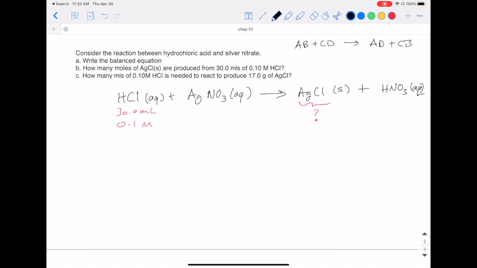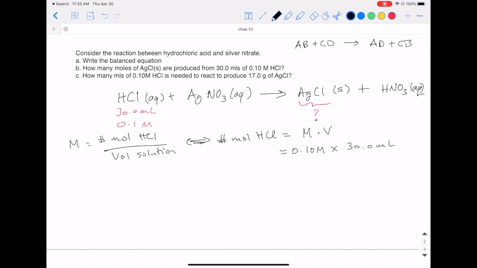So this is where we're going to need to use our molarity definition. Molarity is equal to the number of moles of HCl over the volume of the solution. And so if we want the number of moles of HCl, we can multiply both sides by volume. That would cancel out the volume on the right side, resulting in M times V, as I said earlier. So once you have that, then you just take the molarity of HCl that you have, which is 0.1 molar, and then multiply that by the 30 milliliters.